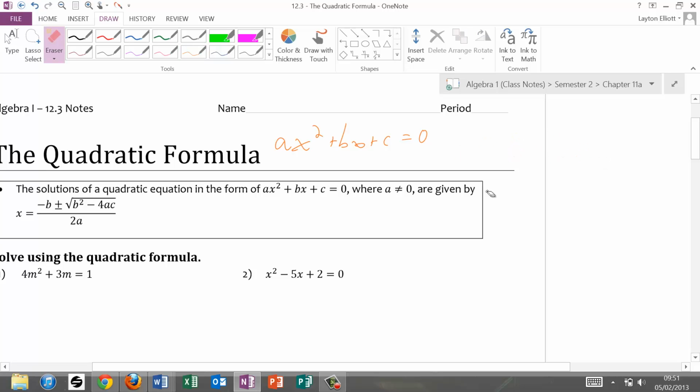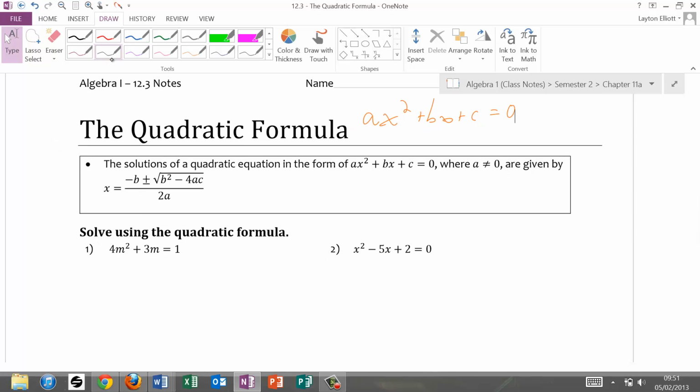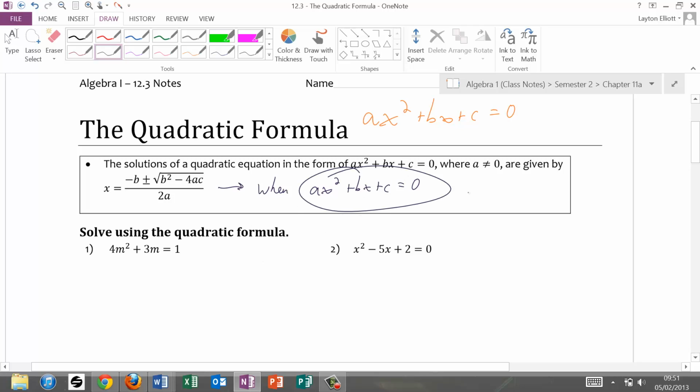So what I want you to write down specifically is that this works when you have ax squared plus bx plus c equals 0. I know you're writing that down right underneath it, but this is important. You need to have it in this form, descending order, in order to figure out what it is, and also equal to 0.